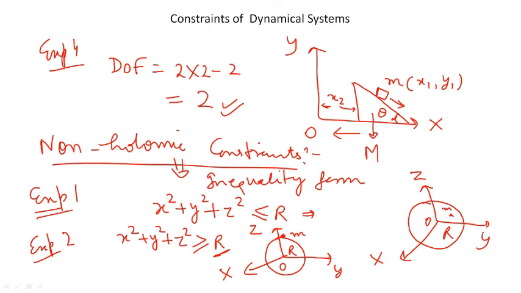So we can say that non-holonomic constraints are those constraints which cannot be written in the form of an equation, or non-holonomic constraints are written in the form of inequality.